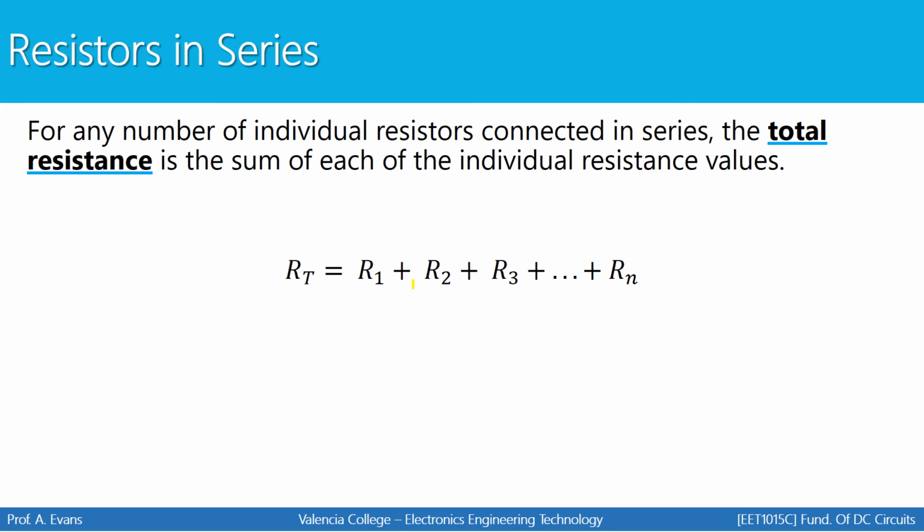For any number of individual resistors connected in series, you can calculate a total resistance of those resistors by simply adding them up together. So our R total, or our equivalent resistance, is simply the sum of each resistor you have that is in series.